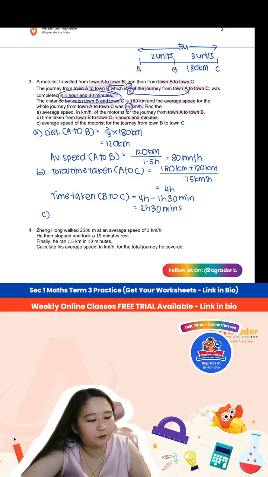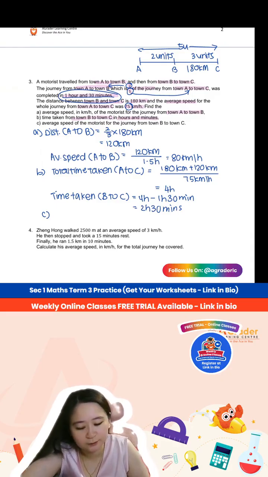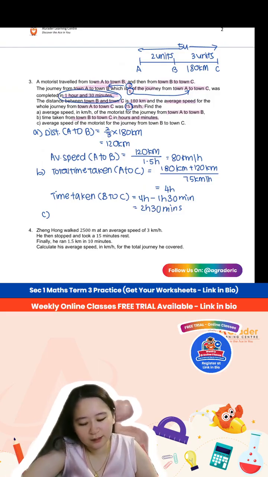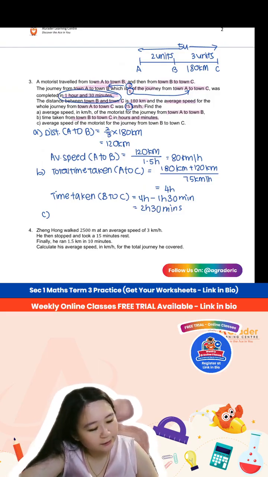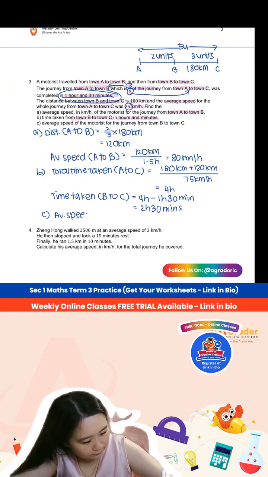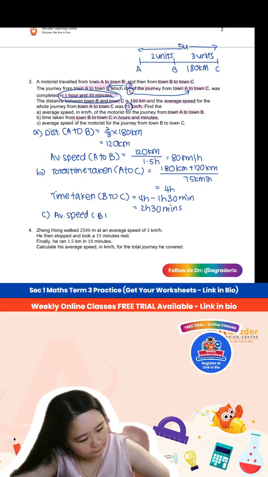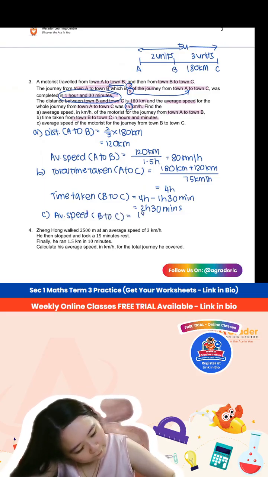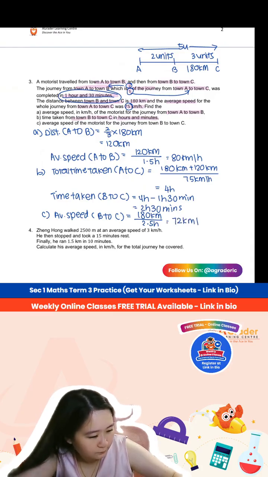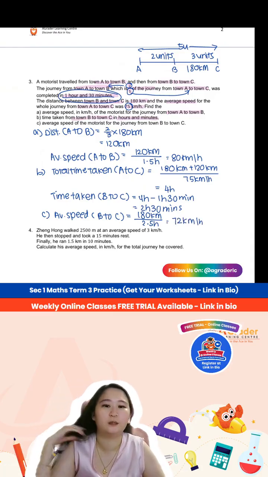Average speed of the motorist for the journey from town B to town C. So the distance between town B and C is 180 kilometers, and it takes 2.5 hours. Okay, so we have 72 kilometers per hour.